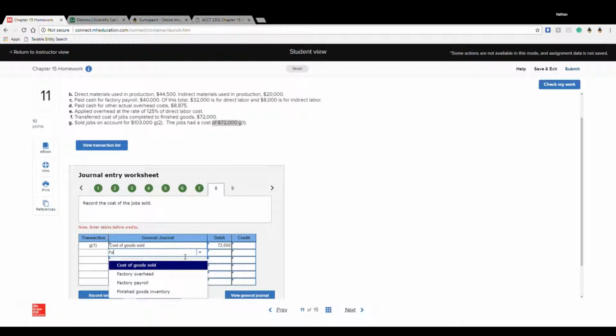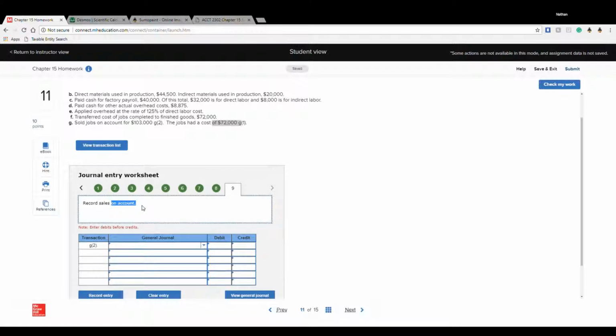And since it's moving out of finished goods, that one is our credit. We no longer own that. So since we no longer own inventory, since it's an asset, it gets credited. Okay. And last, we just do the sell.